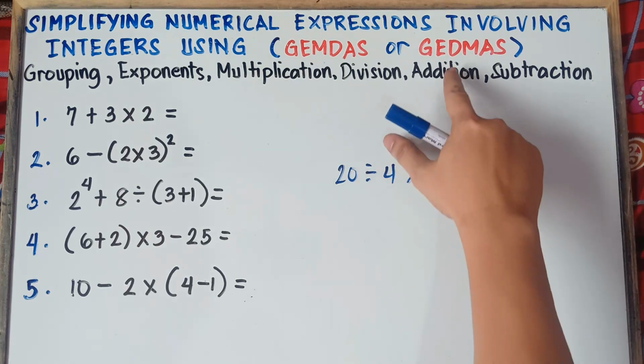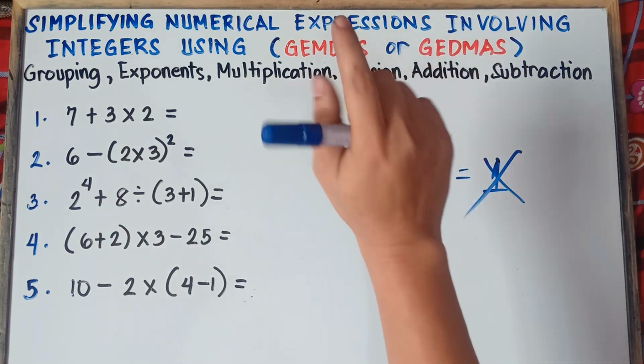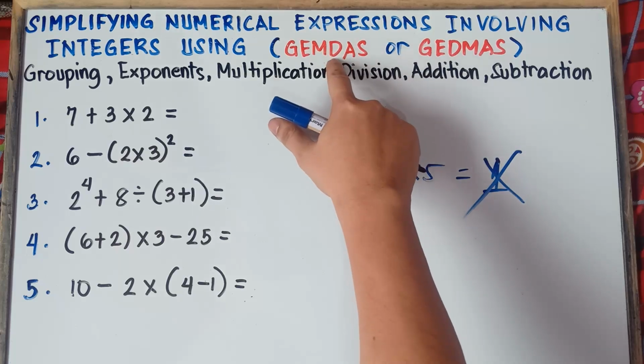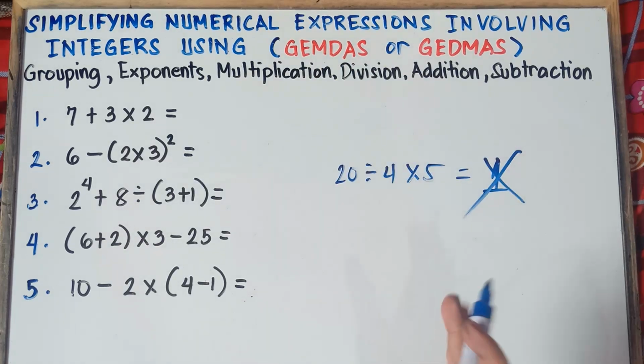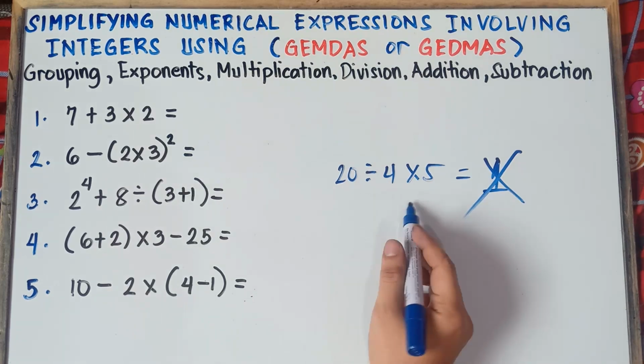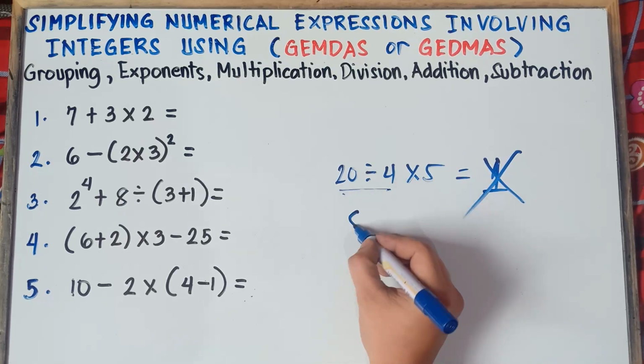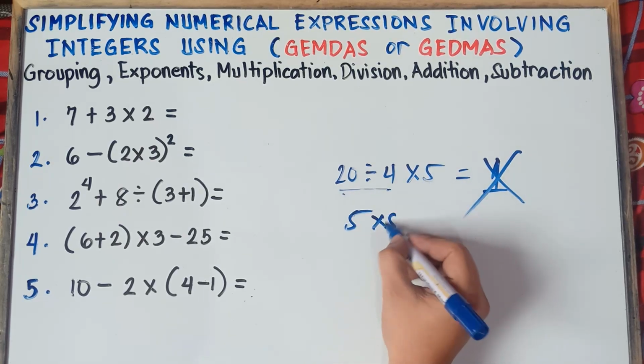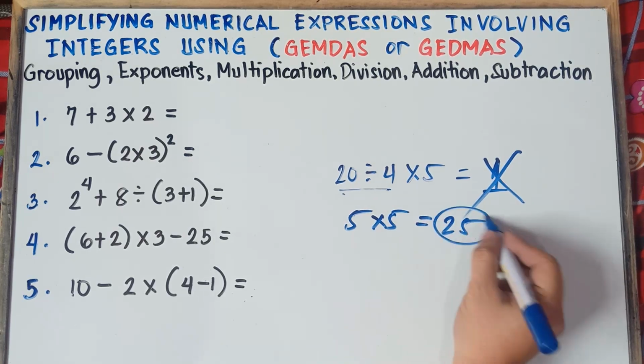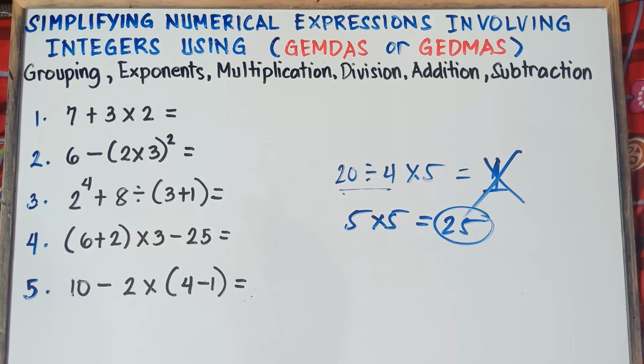It could be division comes first before multiplication, or multiplication comes first before division. It's actually left to right. Which comes first must be solved first. Therefore, you divide this one first, 20 divided by 4, that would be 5. Multiply it by 5. 5 times 5, that would be 25. Even if you use your calculator, the answer is 25.